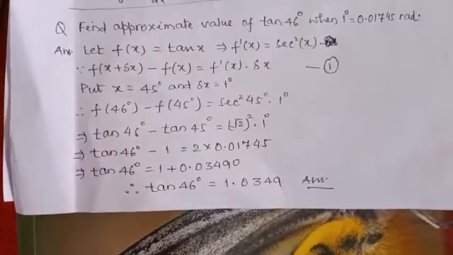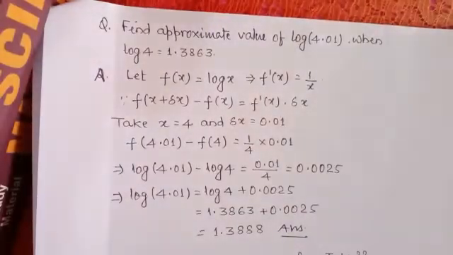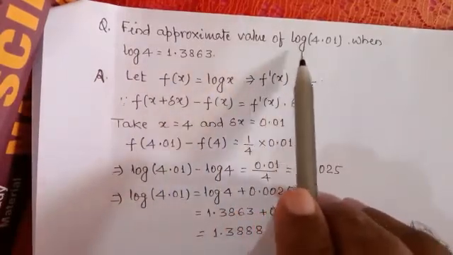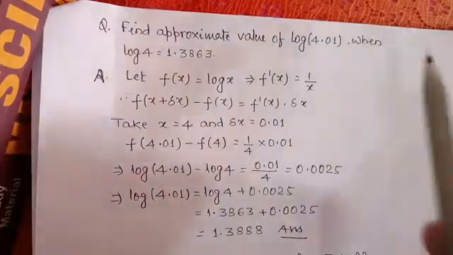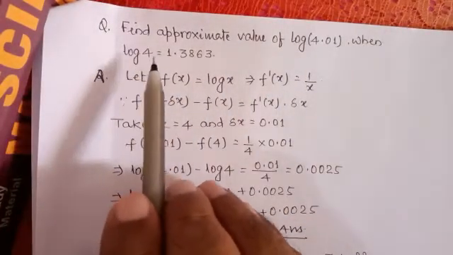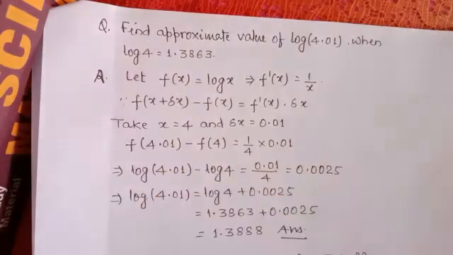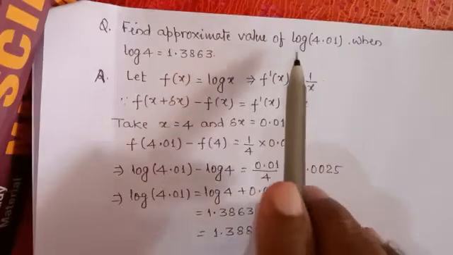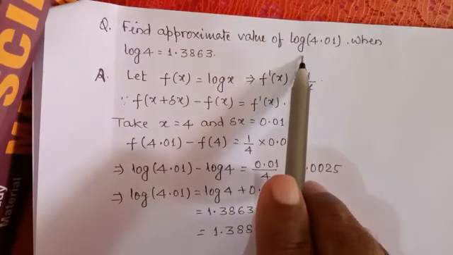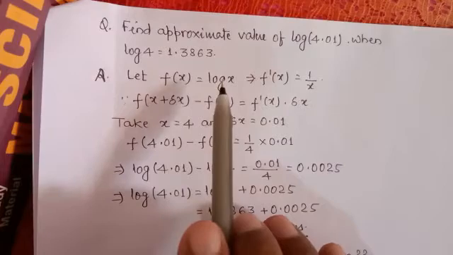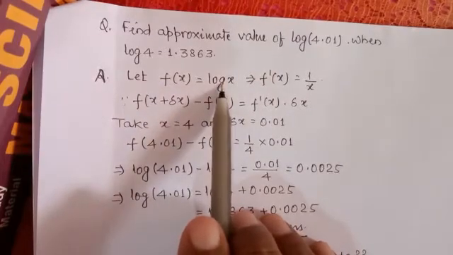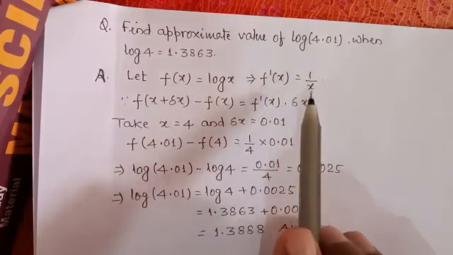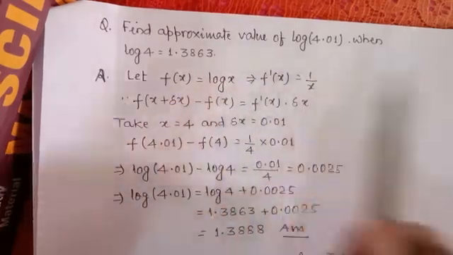See one more problem. See the next question. Find the approximate value of log 4.01 when log 4 is equal to 1.3863. See children, this is the given term. This is a question from log. So take f(x) is equal to log x first. Now differentiate it with respect to x. So f dash x is equal to 1 by x. Differentiation of log x is 1 by x.